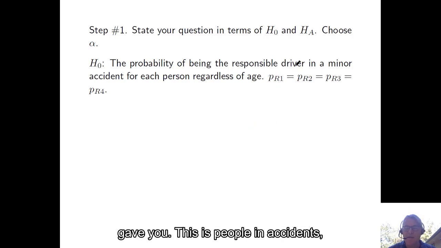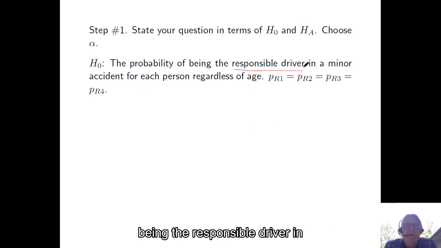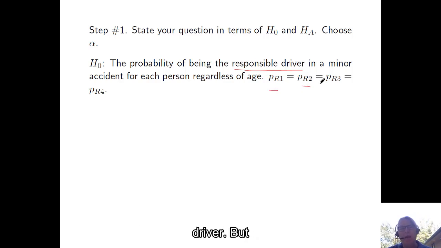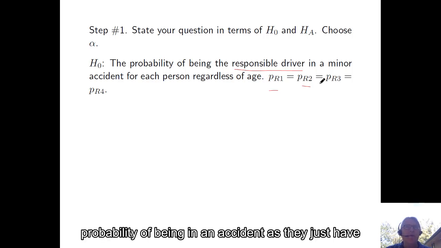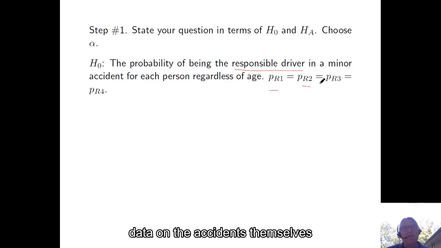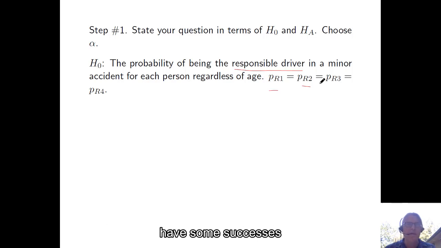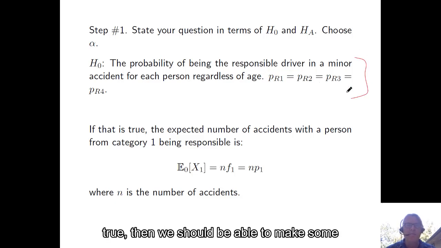Well, this isn't exactly the setup I gave you. This is people in accidents. You might say, well, they actually have data for being the responsible driver in the accident, so maybe that's another set of proportions, probability of being the responsible driver. But we don't actually track each individual, and so it's hard to know what their probability of being in an accident is. They just have data on the accidents themselves and the age of the drivers. So that makes it hard to actually estimate a probability when you don't have the failures, you just have some successes.